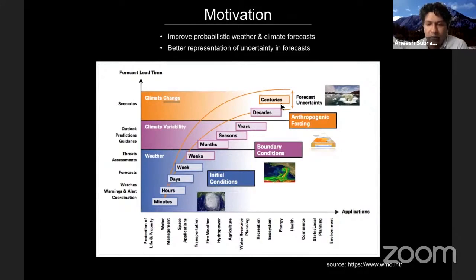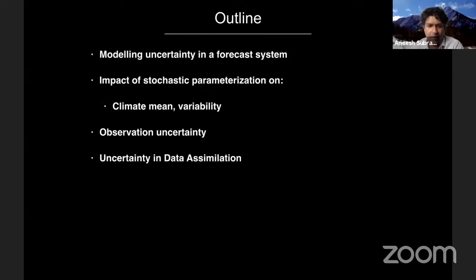How do we get an accurate representation of uncertainty? That's what I'll be discussing in the rest of my talk. I'll be talking about how uncertainty is modeled in forecasting systems and the impact of stochastic parameterization, which is a way to represent uncertainty in the system, both on the mean of the model and also variability. And I'll describe it briefly in my talk. And then in the second half, I'll talk about observation uncertainty, and one slide on uncertainty in data assimilation, which is largely what Patrick will give a very good presentation on after mine.